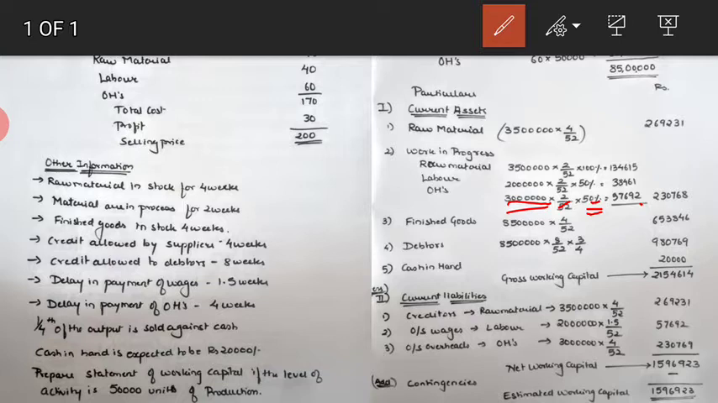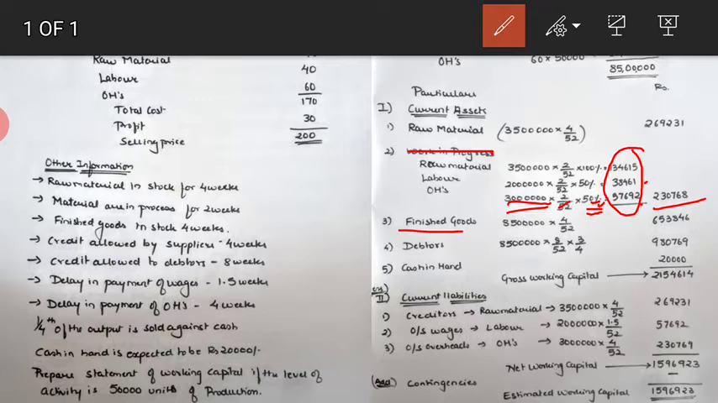Then what is the total work in progress? It is the sum of this, that is 1,34,615 plus 38,461 plus 57,692. Total comes to 2,30,768. So 2,30,768 is the working capital required for work in process or work in progress, or also called as semi-finished goods. Next current asset is finished goods.